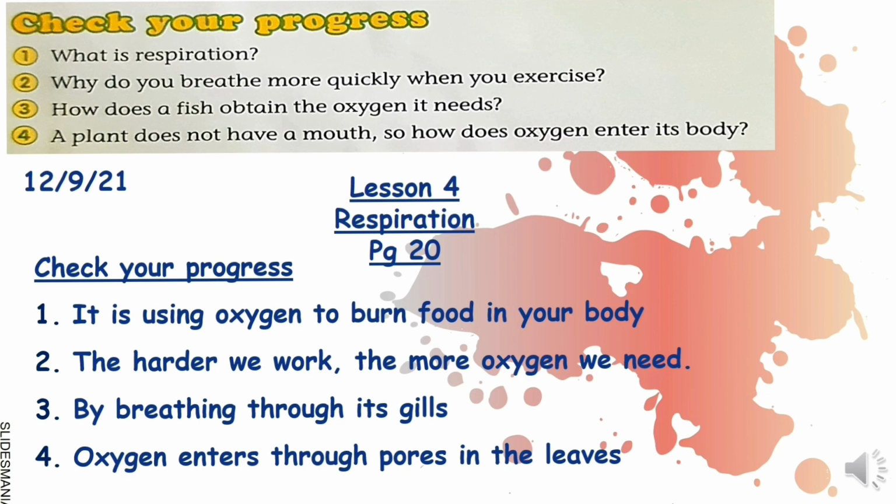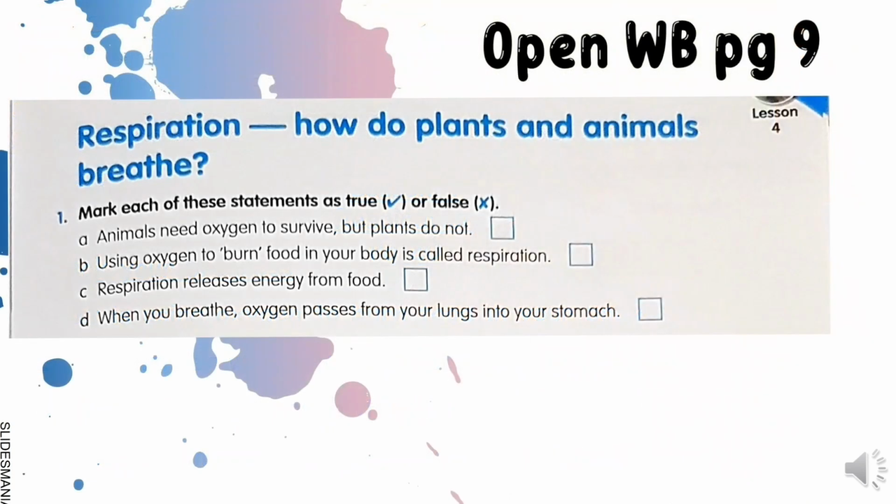Now let's do the workbook. Okay, the first one is true or false, right? You have to put a tick mark if it is true and a cross mark if it is false. Letter A. Animals need oxygen to survive, but plants do not. Is it true or false? It is false. Why? Because plants also need it, right?